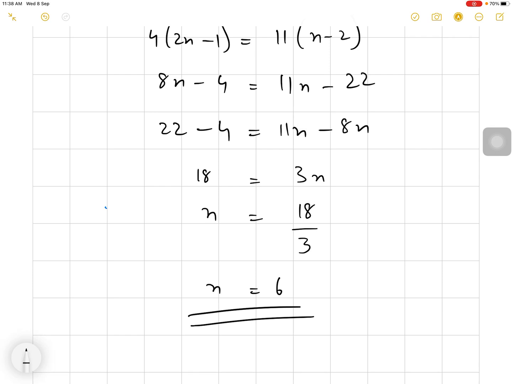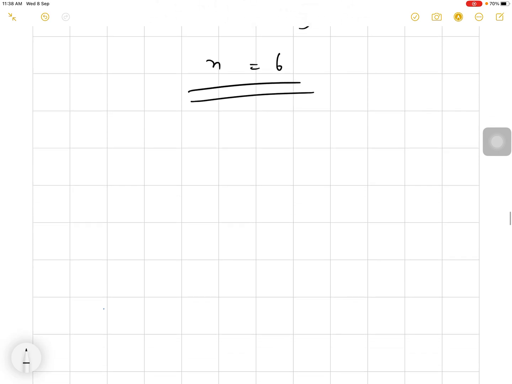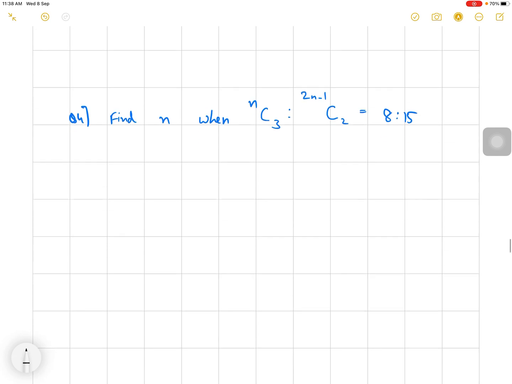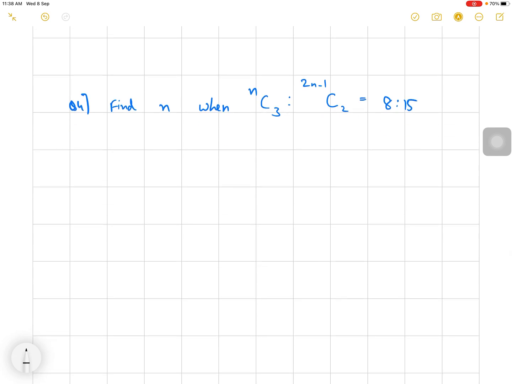So next problem, try to solve it yourself, and we will discuss this problem in the next class. But I want you all to try.